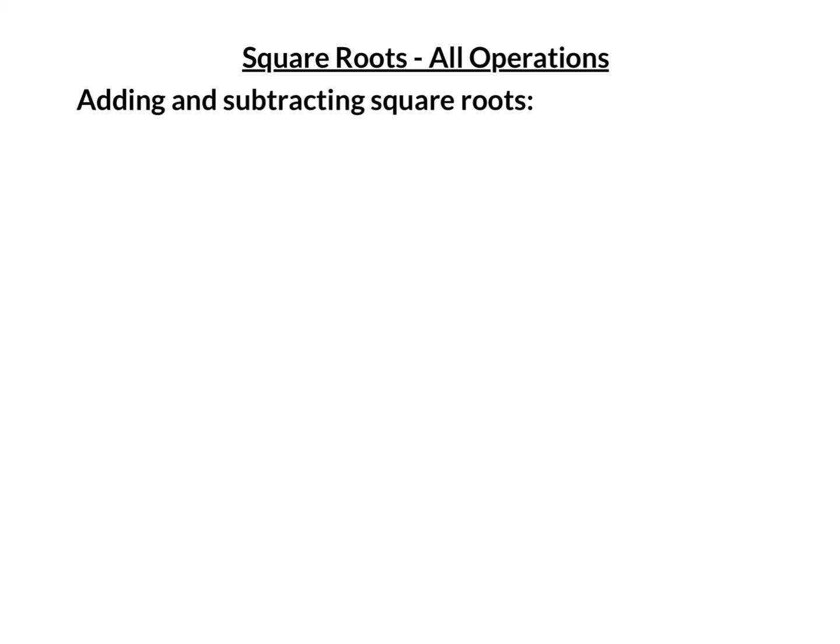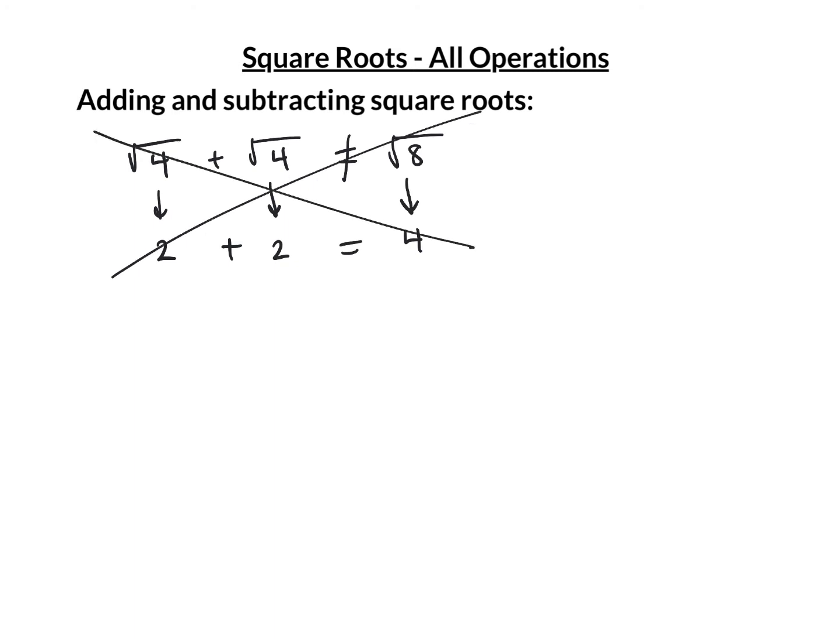Today, we finish up square roots by talking about adding and subtracting. I want to point out, because it's so tempting, to think that the square root of 4 plus the square root of 4 might be equal to the square root of 8. This is not true, and we can show this clearly because the square root of 4 is 2, the square root of 4 is 2, and 2 plus 2 is 4, and the square root of 8 is certainly not 4. This does not work.